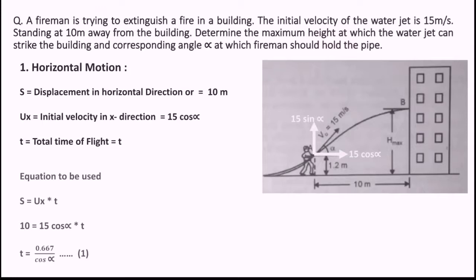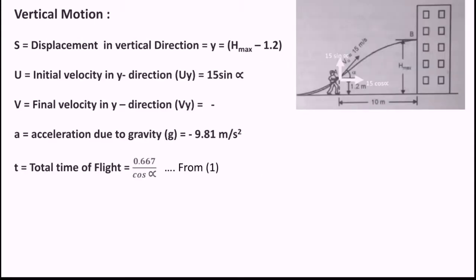Now considering vertical motion between A to B, for vertical motion we need 5 parameters, that is S, U, V, A and T. S is the displacement in the vertical direction from A to B. So from the figure we can see that the displacement from A to B is h max minus 1.2 meters. U is the initial velocity, so it is 15 sin alpha. V is the final velocity, it is not asked in the question, that is why it is a dash. A is acceleration due to gravity, so it will be minus 9.81 meters per second square, and T, the total time of flight, which we have already found out as 0.667 divided by cos alpha.